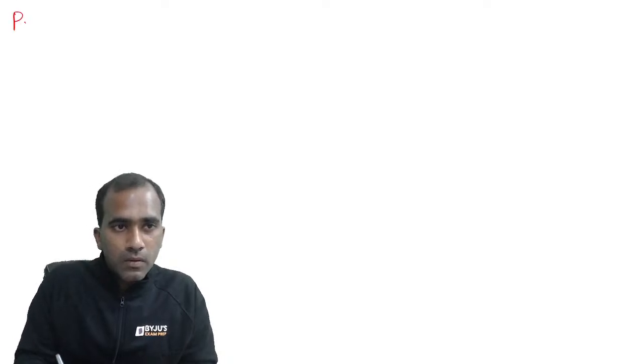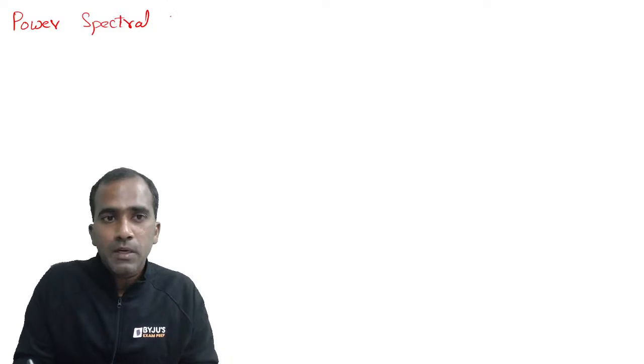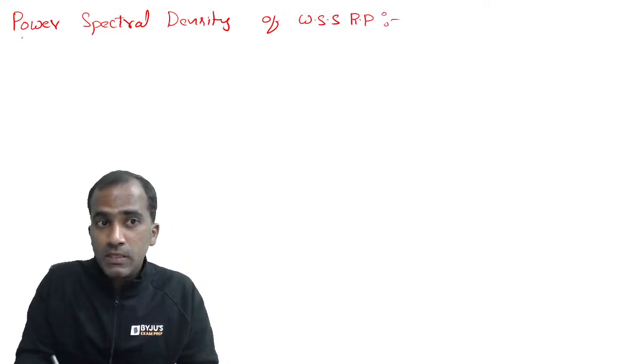Okay, right. Since we have talked about autocorrelation function, now let us talk about power spectral density. Once I am done with power spectral density, we'll do some problems on autocorrelation and power spectral density. For a wide sense stationary random process only, we will talk about autocorrelation function and power spectral density function. Power spectral density is also a function.